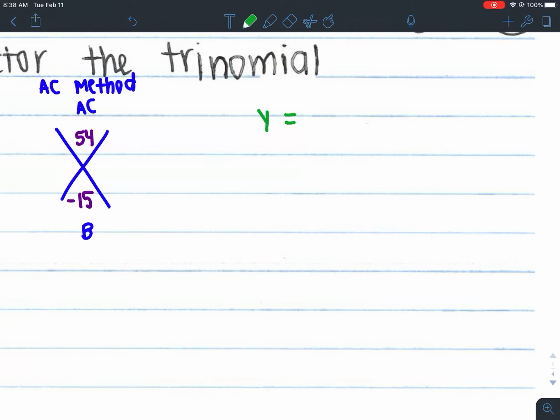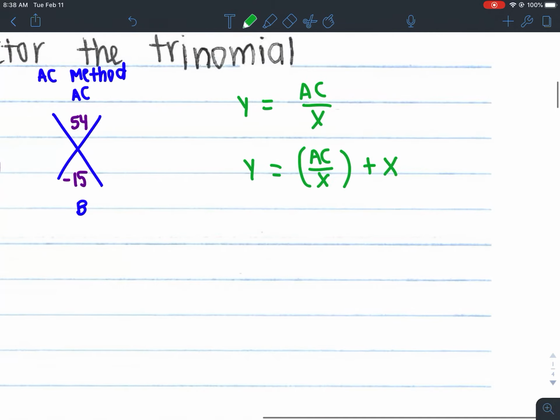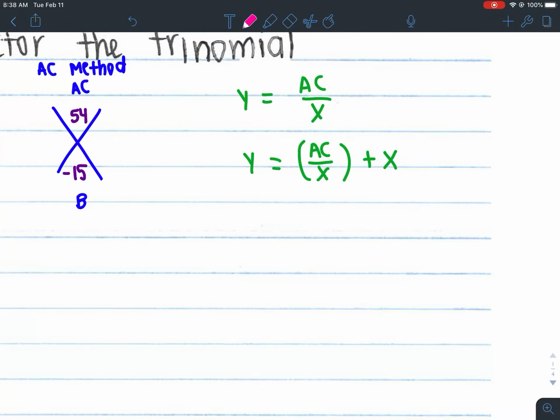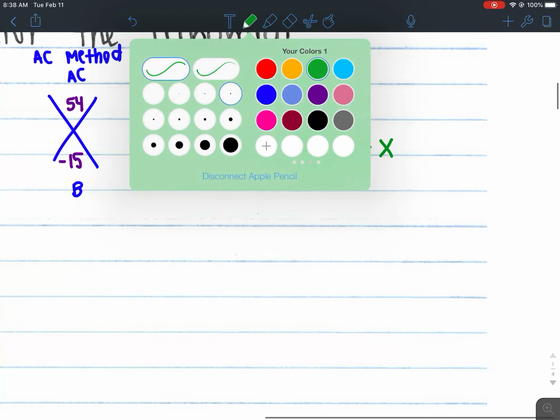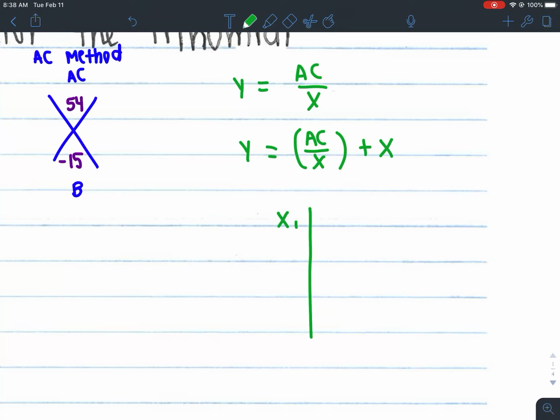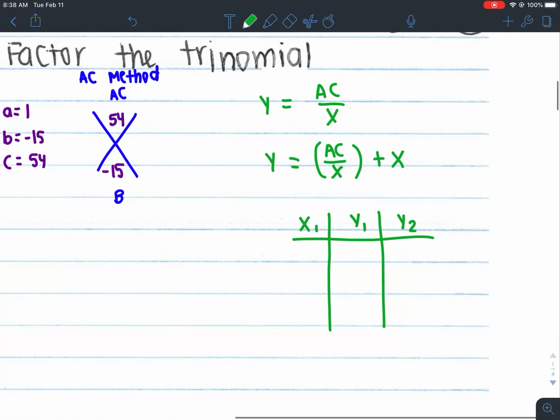So the calculator trick: you want to type in AC divided by x in your first y equals, and then AC divided by x plus x. Once you type all of that in, you're looking at your table, and you're looking for a certain number. You're going to have a table that looks like this when you go to your graphing table.